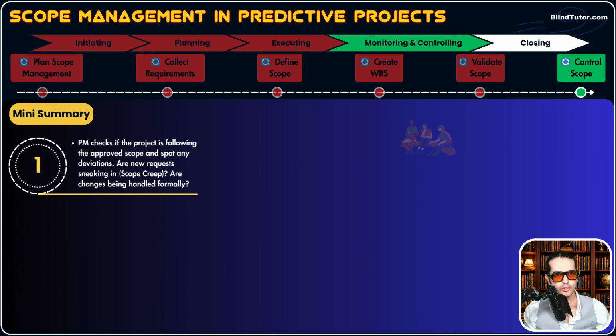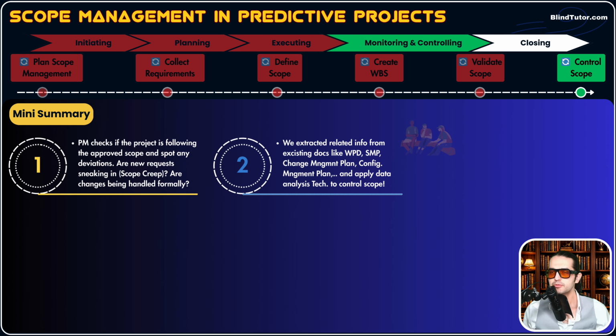In control the scope, the PM, which is you, checks if the project is following the approved scope and spots any deviations. You constantly ask, are new requests sneaking in, like a scope creep happening? Are changes being handled formally? You take care of these concerns in control the scope. So where did we start this process? We extracted related information from our inputs, like our work performance data, scope management plan, change management plan, configuration management plan, and other inputs. Always tailor to context, okay? Tailor and use inputs that match your project. And we apply data analysis techniques like variance analysis and trend analysis.